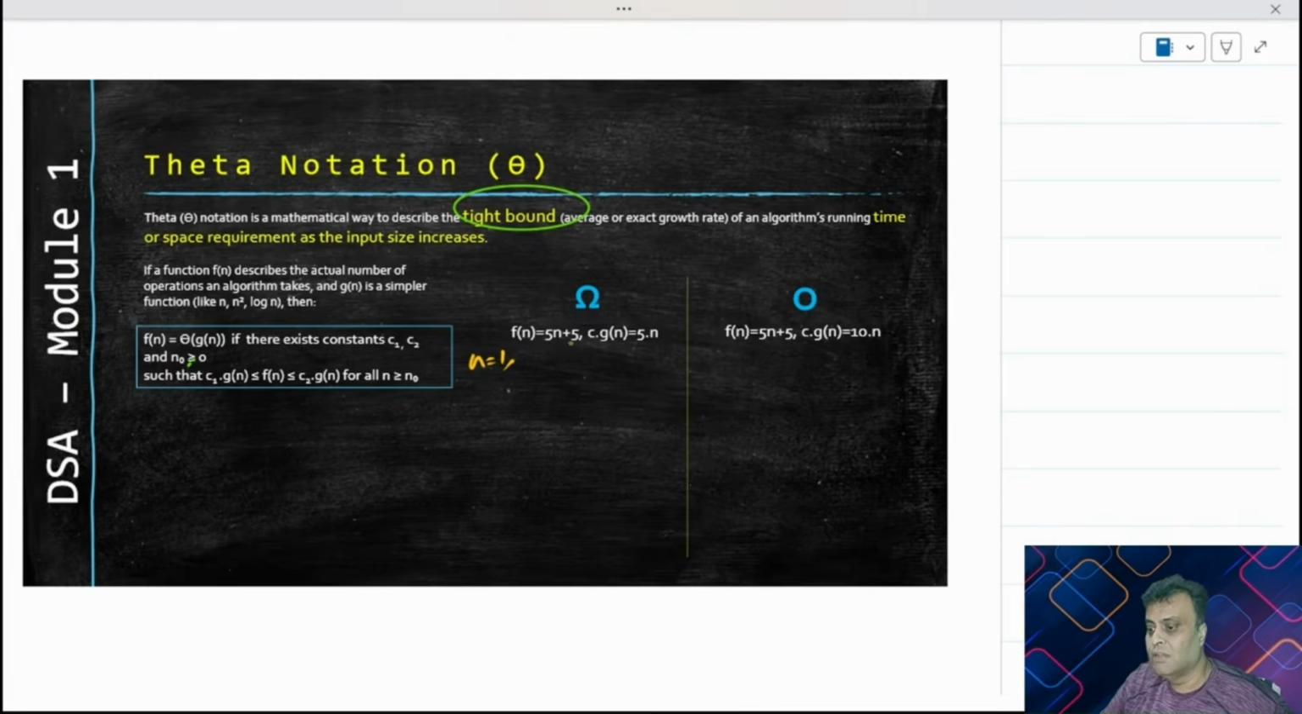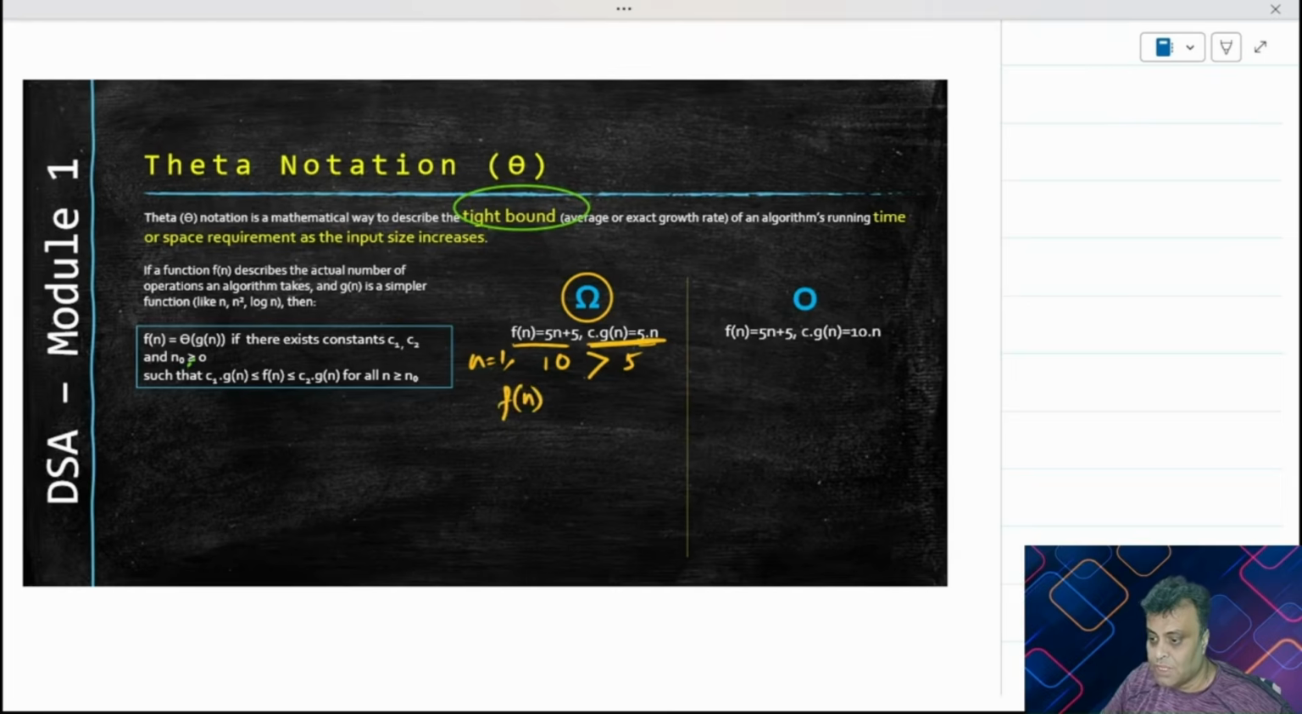If we take n equal to 1, 5n plus 5 is 10. And this 5n becomes 5. So what have we achieved? Because this is omega, can we say that Cgn is below our Fn? We are trying to see omega, right? Cgn has to be below. We are talking lower bound. So Cgn is below, yes. Cgn is below. So we have proved what?